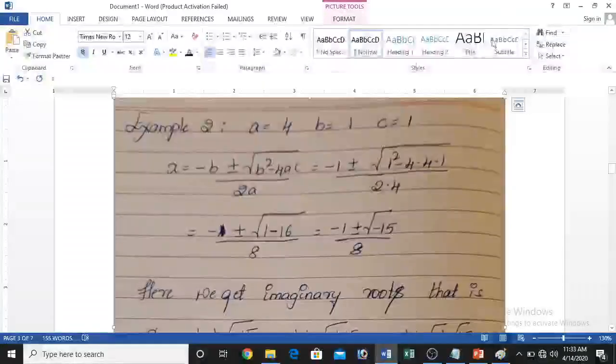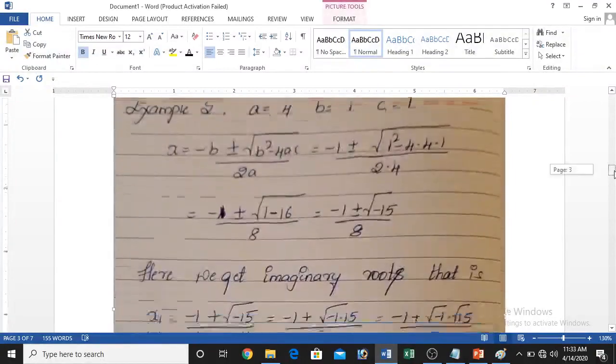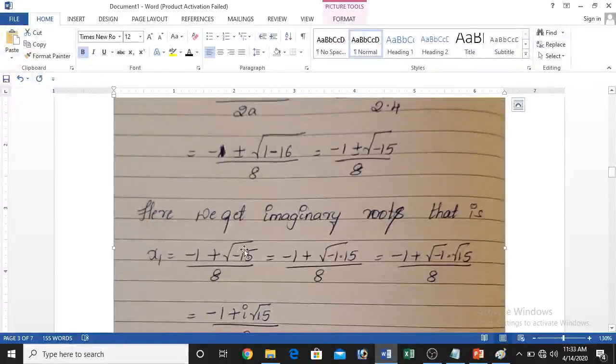Example 2, given the value of a is equal to 4, b equal to 1, c is equal to 1. If I substitute these values, I'll get minus 1 plus or minus root of 1 minus 16 divided by 8, that is equal to minus 1 plus or minus root of minus 15. So we are going to have square root of minus 15. This can be split into two parts using your mathematical formula, that is root of minus 1 into root of 15. Root of minus 1, you know very well, is always an imaginary value. So you get minus 1 plus i root of 15.